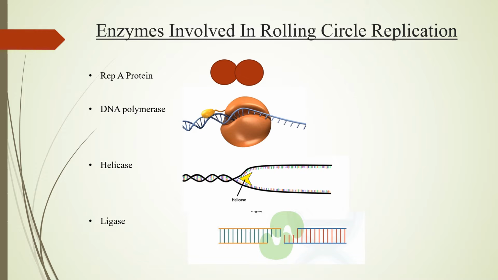Then we have the DNA polymerase enzyme, which is involved in the elongation process. It results in the formation of a new strand. Helicase enzyme unwinds the DNA strand, whereas the ligase enzyme is responsible for the sealing of the nicks.